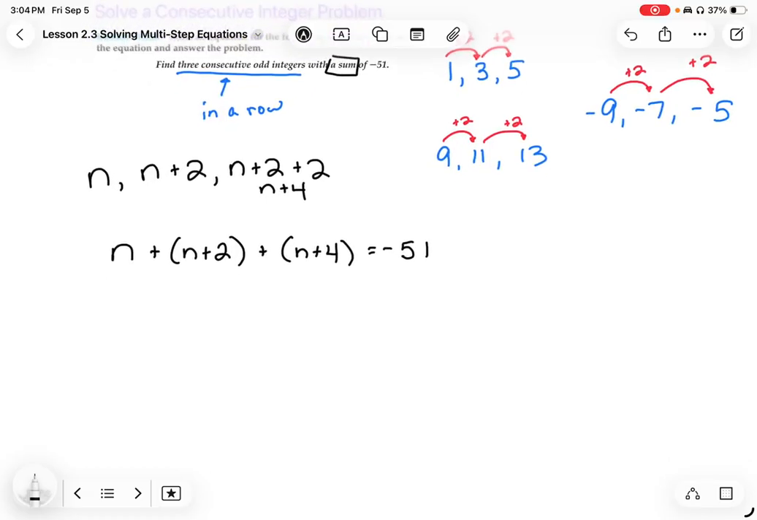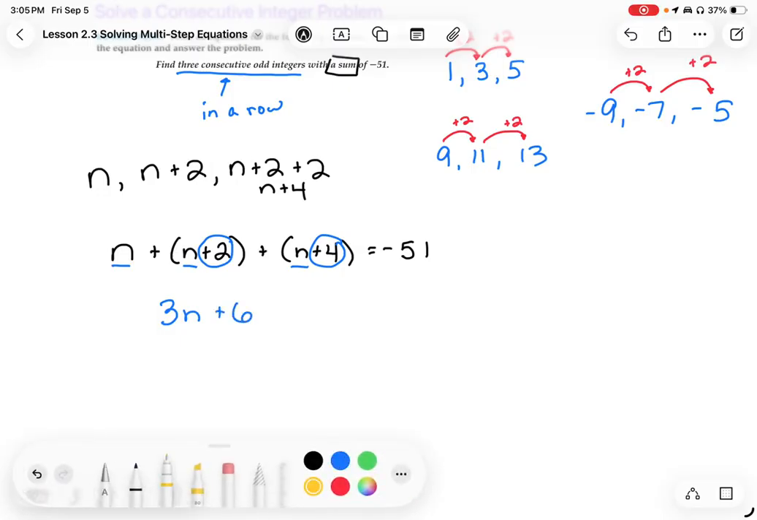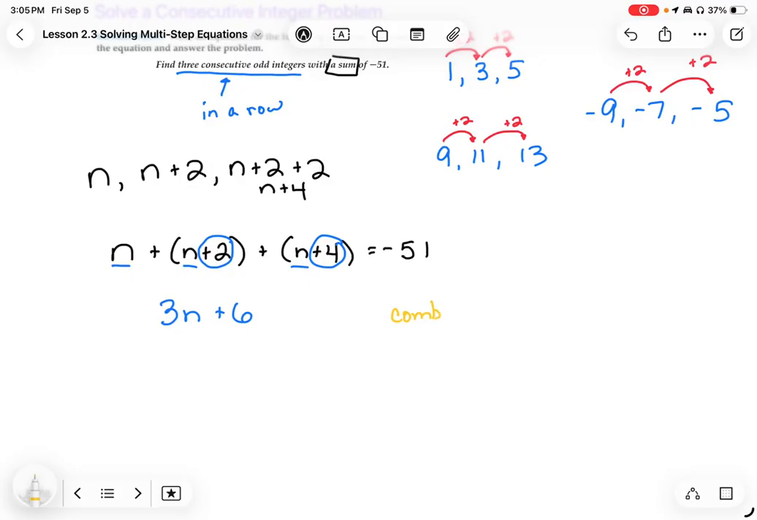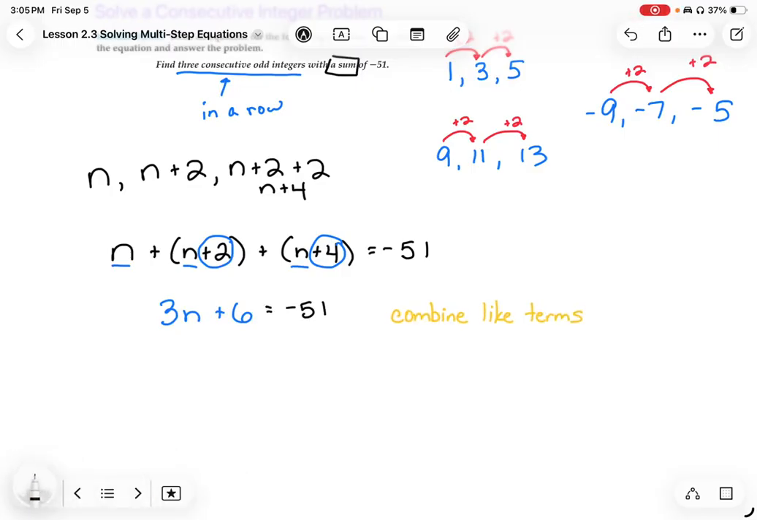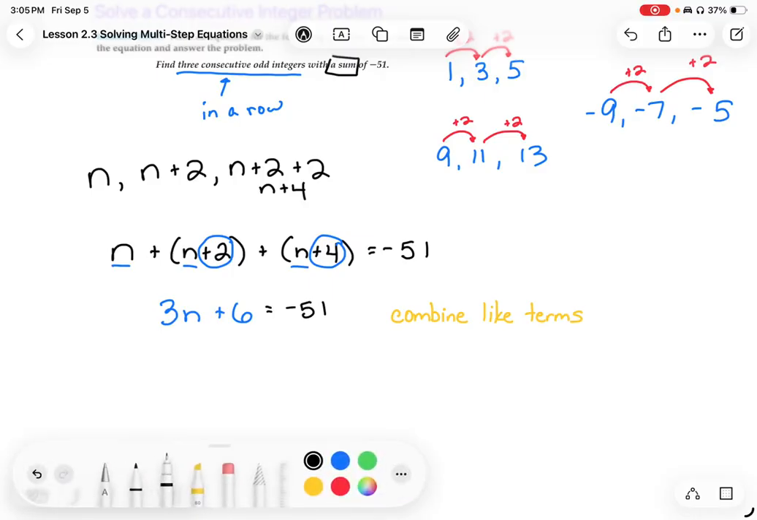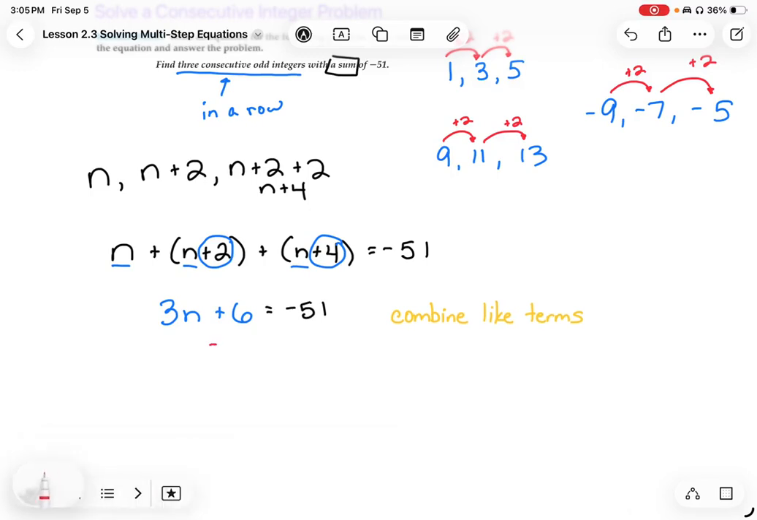So let's go ahead and combine our like terms first. 1, 2, 3 n's, and then plus 2 plus 4, that's plus 6. So we will combine our like terms. I get 3n plus 6, and the sum is -51. And now our goal is to isolate the value of n. So let's subtract our 6 on both sides. This is the subtraction property of equality.